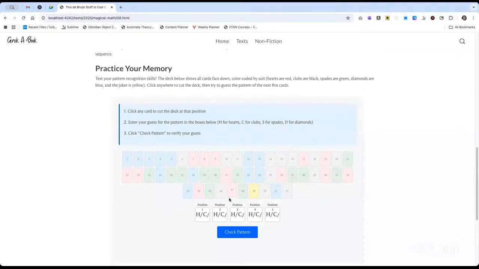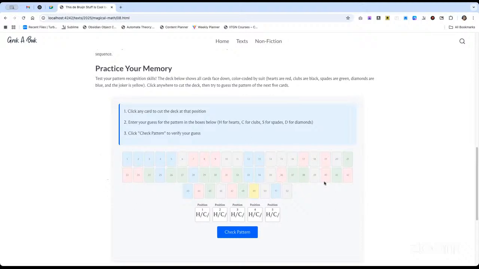Okay, so can you see this colorful sequence of 52 cards? This is the same color coding that I used in the beginning. So the blues are all diamonds, the grays or blacks are clubs, the reds are hearts, and the greens are spades, and the yellow here is a joker. It's like the fifth suit.